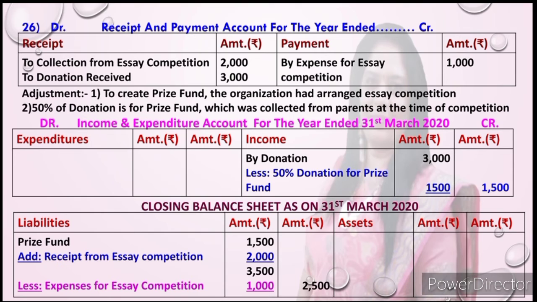On the payment side you can see by expense for essay competition 1000. Expenses you have to deduct from the prize fund. So in the closing balance sheet liability side, from prize fund you have to deduct and write expenses for essay competition 1000. So after deducting, the amount will be recorded in the outer column.